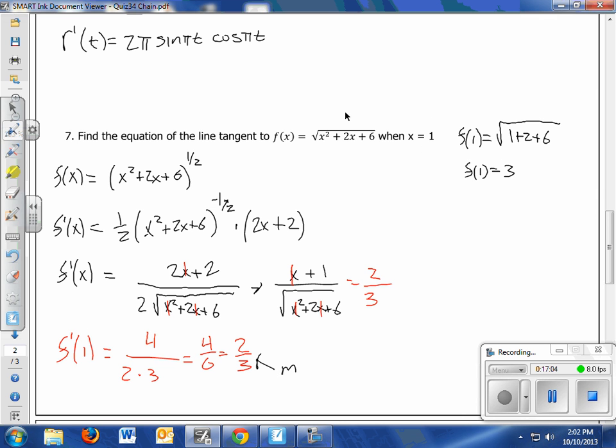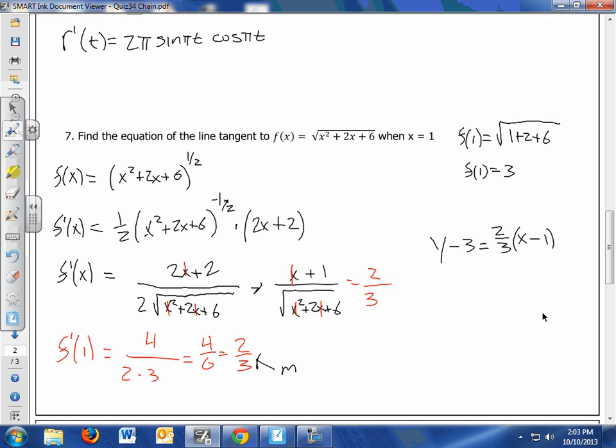So if I want the equation of that tangent line, I use the point that I generated, y minus y1, so y minus 3, is equal to my slope, 2/3, times x minus 1. Don't know why I still have that there. And this is my correct equation.